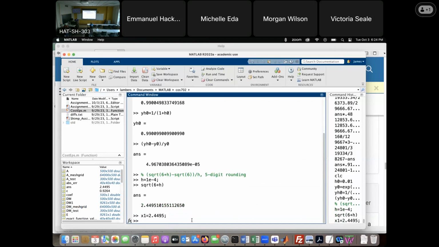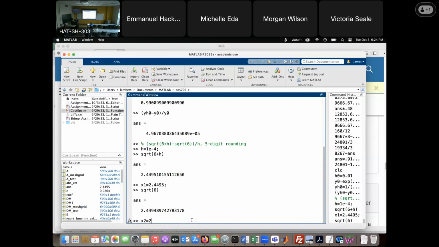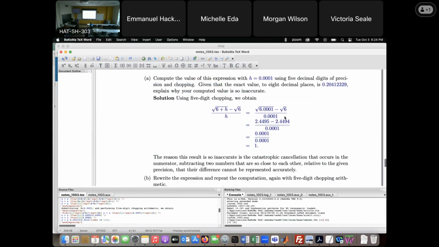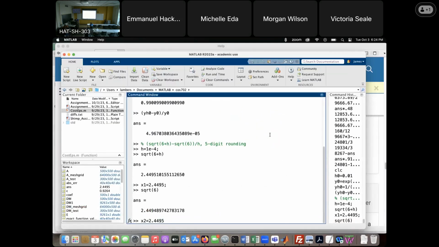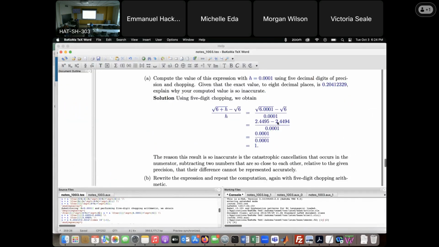Then x2 is square root of 6, so x2 would be 2.4495 if I'm rounding. Whereas before I had 2. Oh, okay, now I know why I'm chopping in here. In fact, if I had 5-digit rounding, I'd get 0, because both of these numbers would be 2.4495.